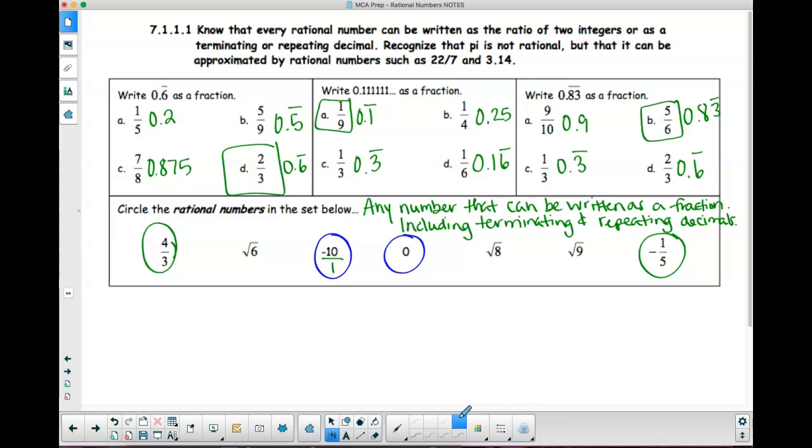Okay, so the square root of 6, can we do that in our calculator? Do you remember how to do that? The square root of 6, second, the x squared button, 6. This ends up being 2.449489743. Is that a nice number? No. Do you remember how to get that on your calculator?